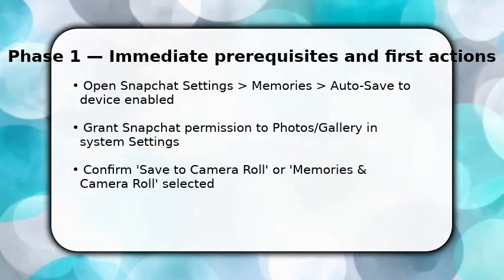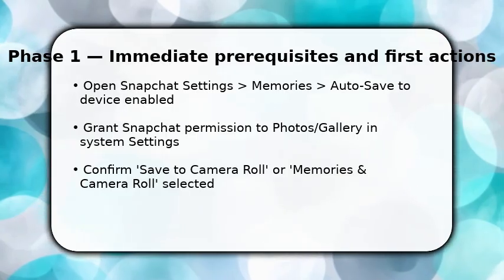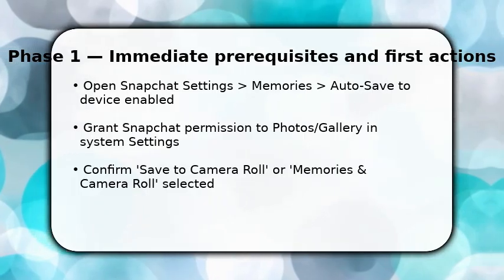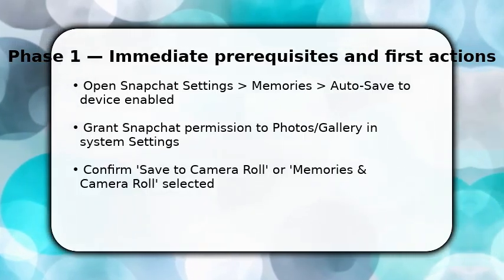You start by ensuring Snapchat can write to your gallery. Open Snapchat, tap Settings, then Memories, turn on Autosave and select Save to Camera Roll or Memories and Camera Roll.